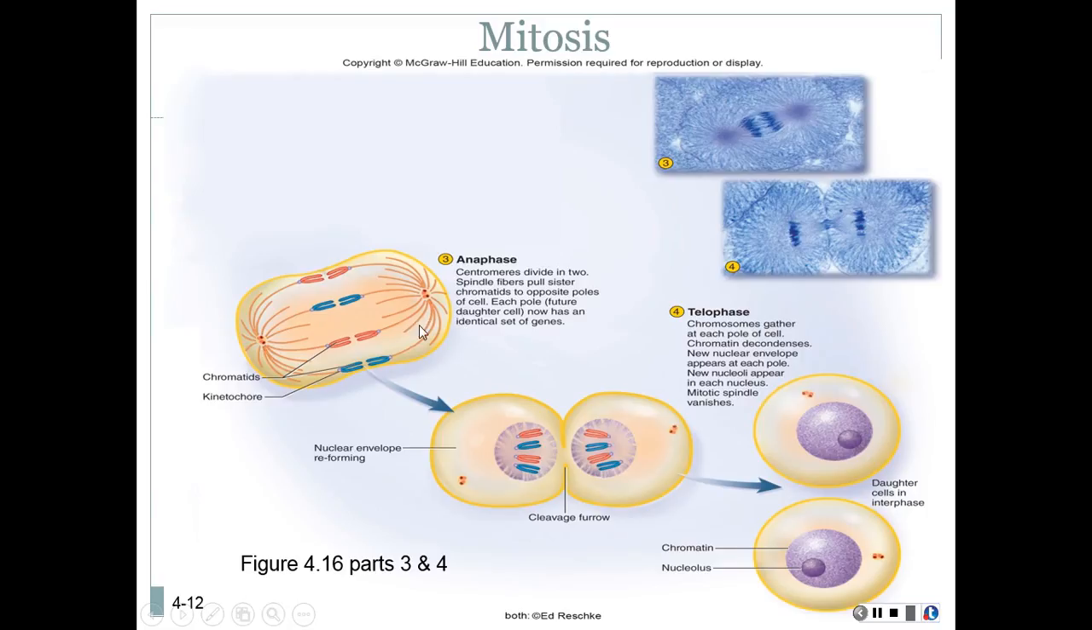Now, migration is achieved by motor proteins in the kinetochore, crawling along the spindle fibers. Now, the sister chromatids or daughter chromosomes are genetically identical to each other, and so the daughter cells that result are genetically identical.